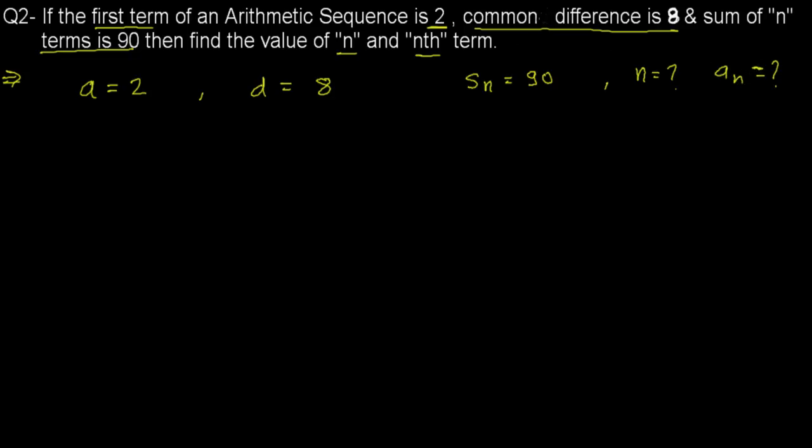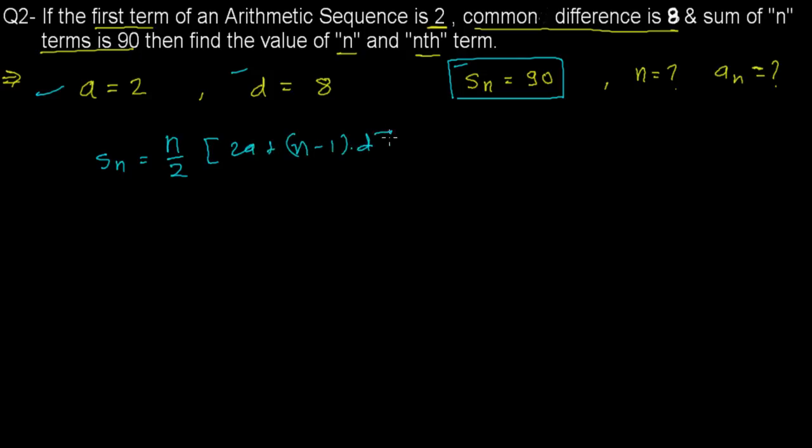As you already know, after writing the given things, we have to formulate them. Here the first term is given, the common difference is given, and the sum of the n terms is given. So it's very easy to deal with now, because you know A, you know D, and you know Sn also. So simply formulate the sum of n terms and put in the values. The general sum of n terms formula is Sn equals n by 2 times twice A plus n minus 1 times the common difference.